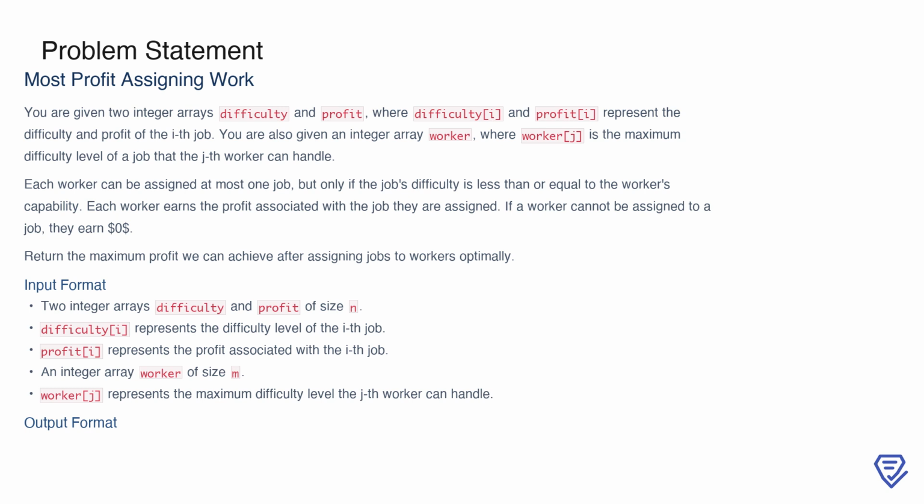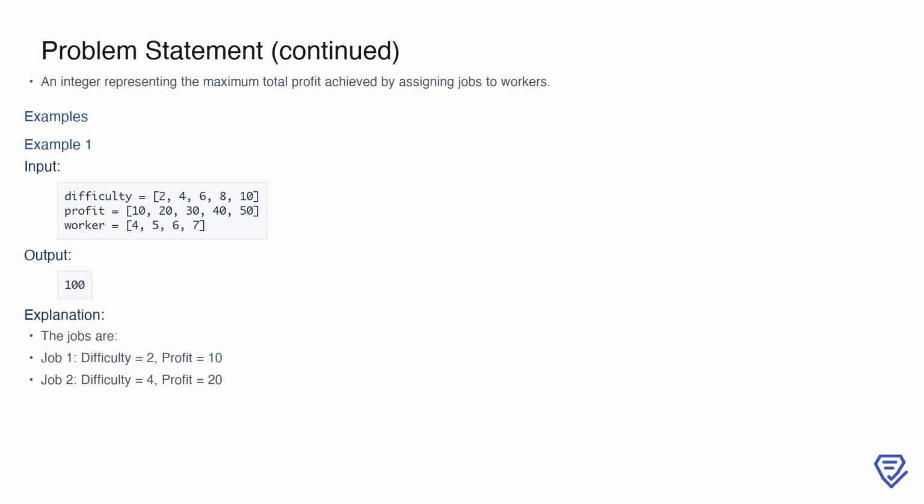The goal is to determine the maximum profit we can achieve by optimally assigning jobs to workers. The output of the problem is a single integer representing the maximum total profit. To understand this better, let's look at an example. Suppose we have the following input: difficulty is 2, 4, 6, 8, 10, profit is 10, 20, 30, 40, 50, and worker is 4, 5, 6, 7.